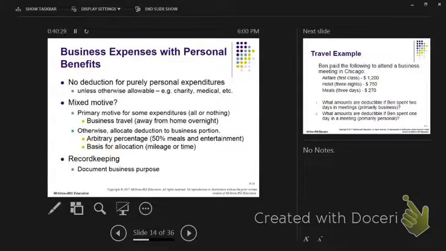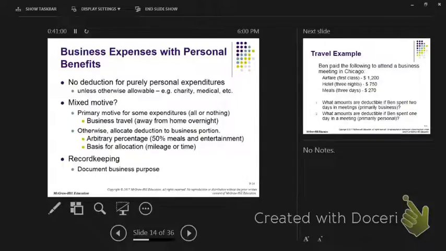All right, so now what about business expenses with a personal benefit? There's no deduction for any personal expense at all. If it's purely personal, it just doesn't go on your business expense. Now, when you have the mixed motive is when it's kind of hard. So what about a business trip that's primarily business, but you have a little personal in it? Or otherwise, what do you do when it's kind of 50-50? You allocate the business to personal. You go and you try to figure it out.